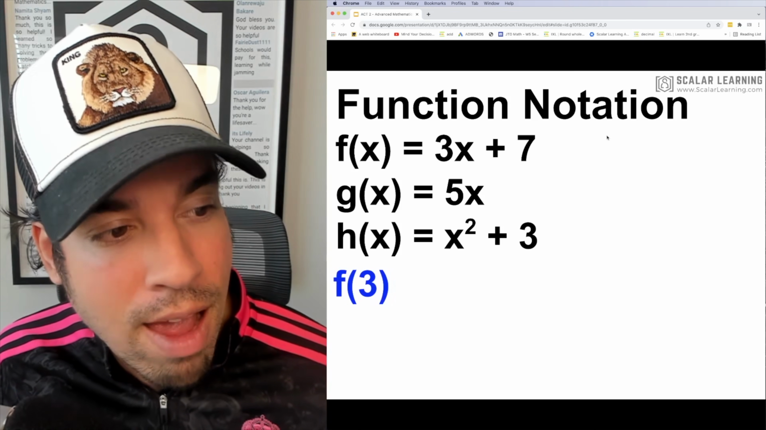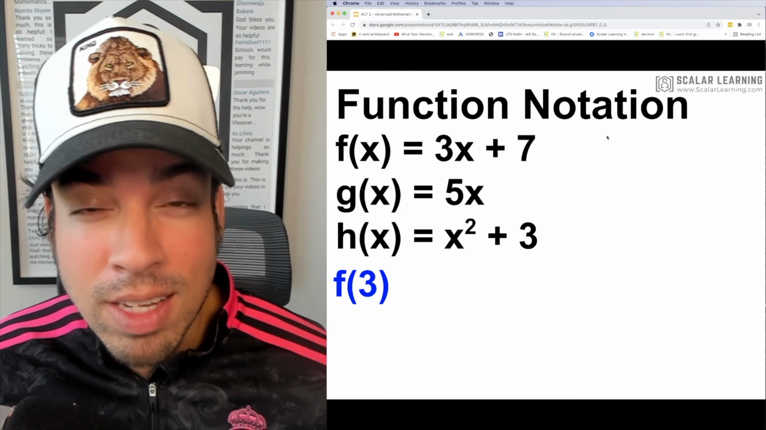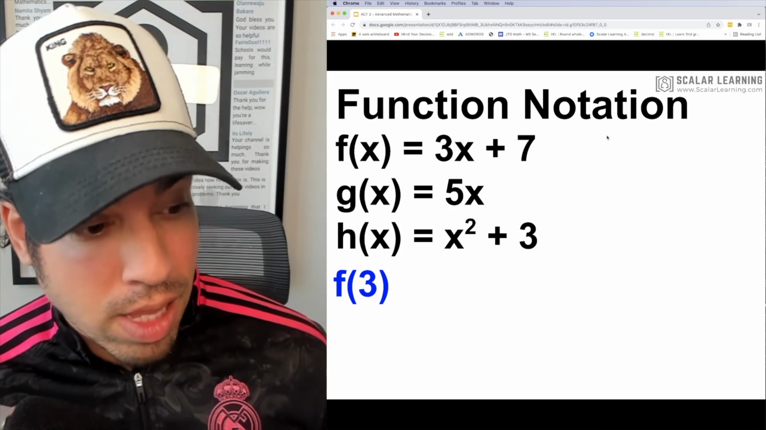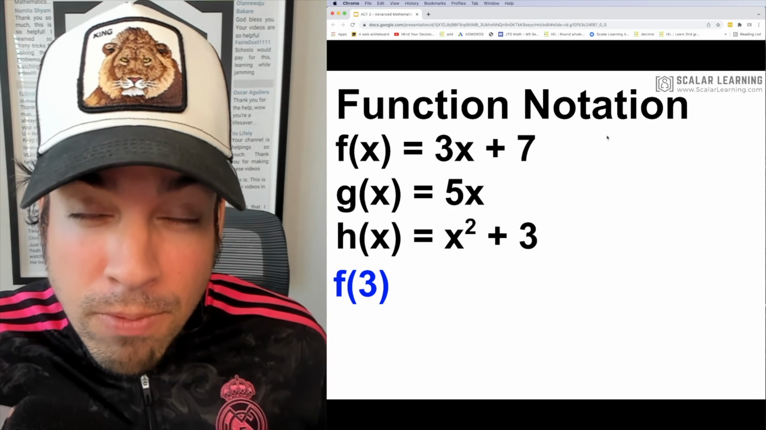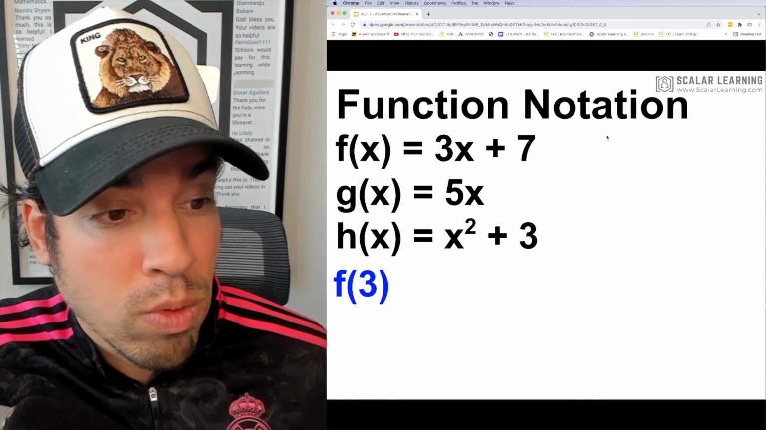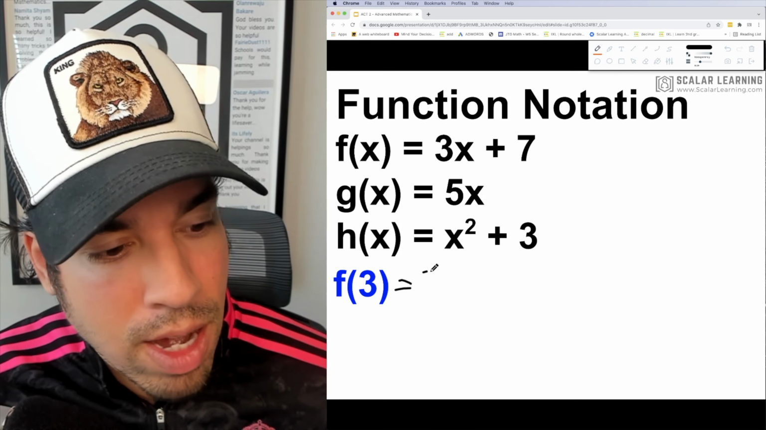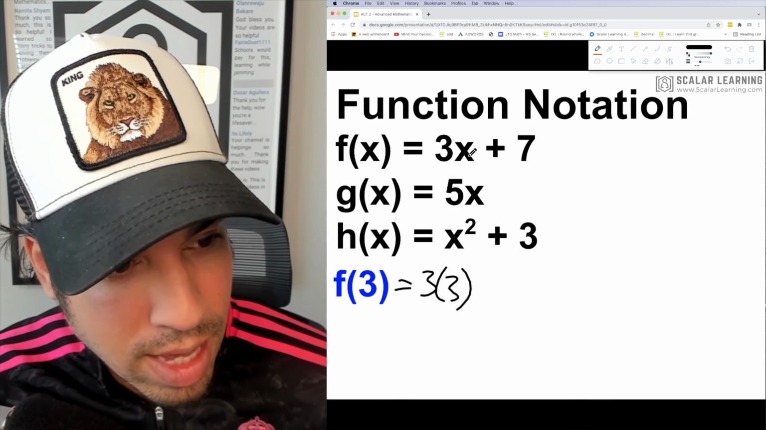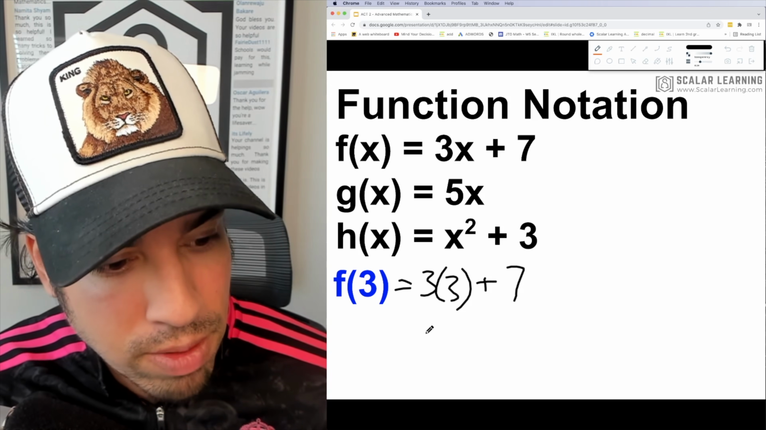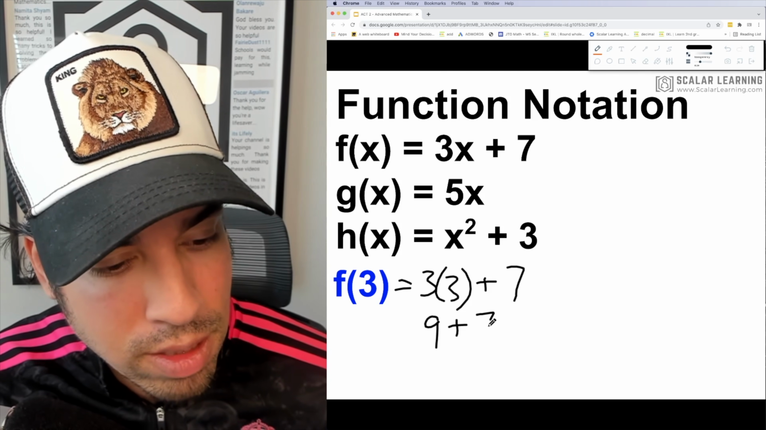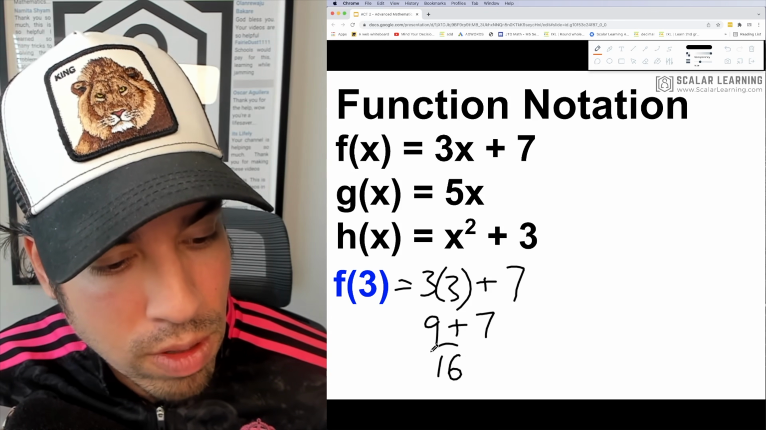So let's say we had f of 3. A lot of times people think, oh, that means f times 3. No. I've replaced the x with a 3. So in the actual function, I'm going to do the same thing. I'm going to replace x with 3 and solve for the function value. Check this out. So now I've got 3 times 3. Again, the x is replaced with 3 plus 7. That's 9 plus 7, which gives us a function value of 16.